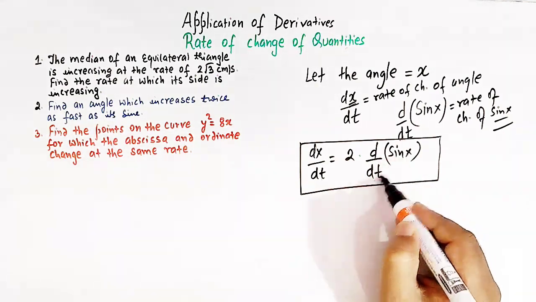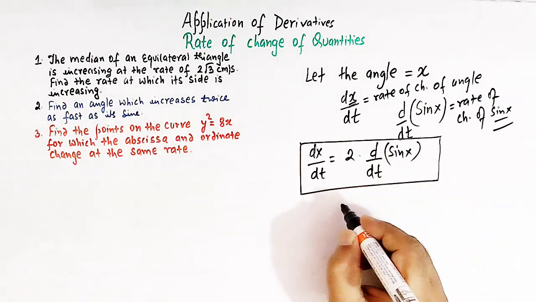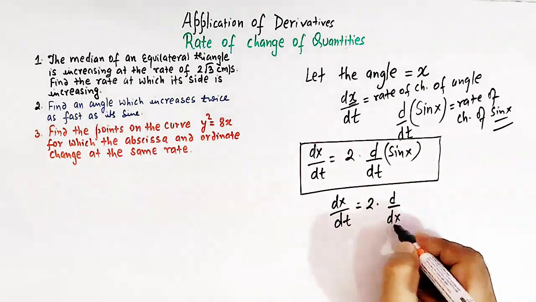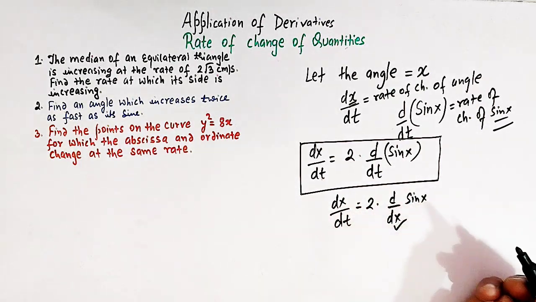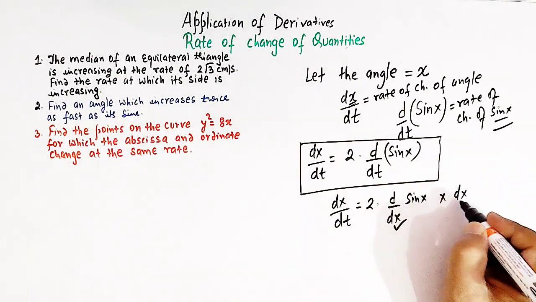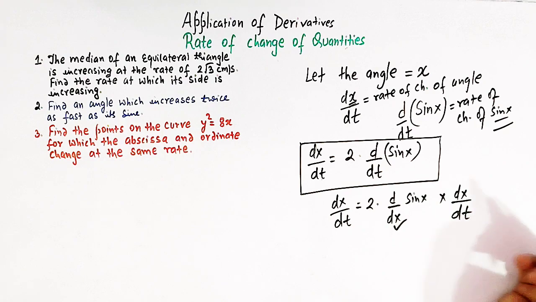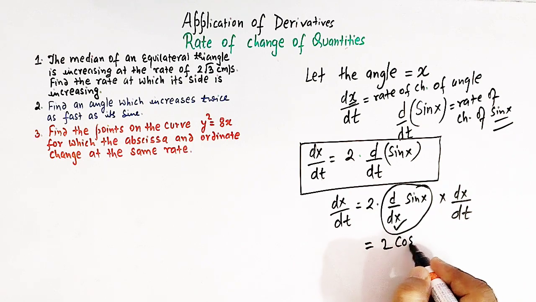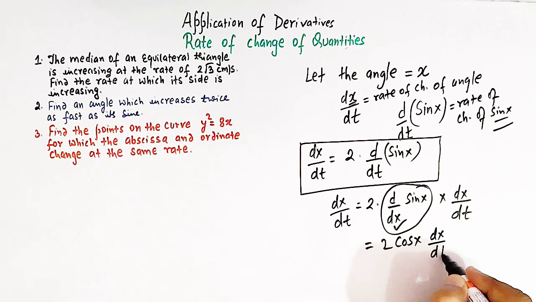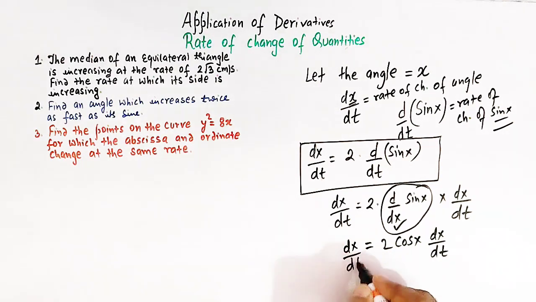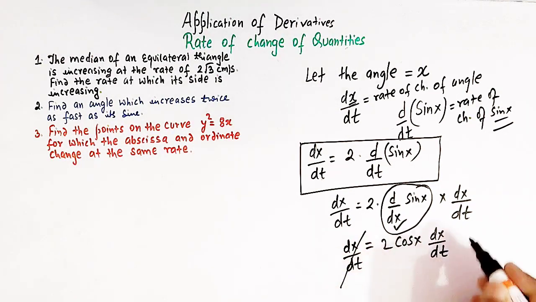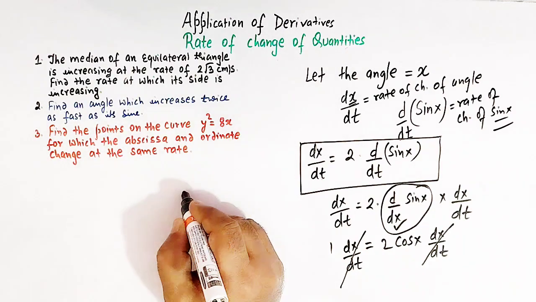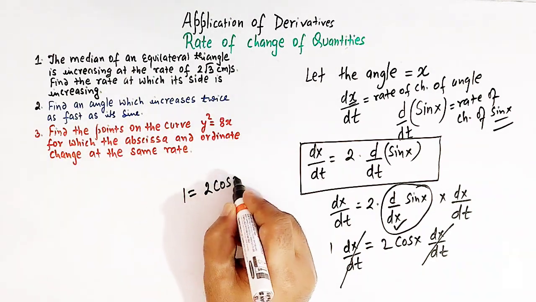Here we make use of the chain rule. So dx over dt is equal to 2 times, first we'll find the derivative of sine x with respect to x, and then by chain rule we have dx over dt. Now the derivative of sine x with respect to x is cos x, so we have 2 cos x, and here we have dx over dt, and here also we have dx over dt. Now dx over dt and dx over dt get cancelled, so we are left with 1. So we now have 1 is equal to 2 cos x.